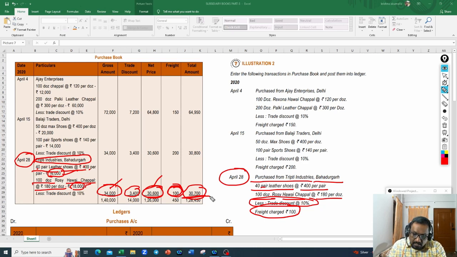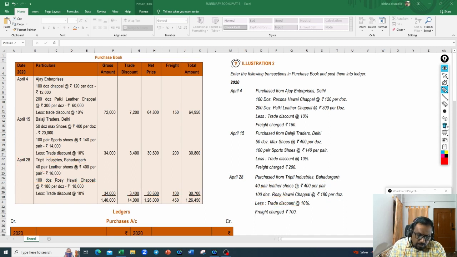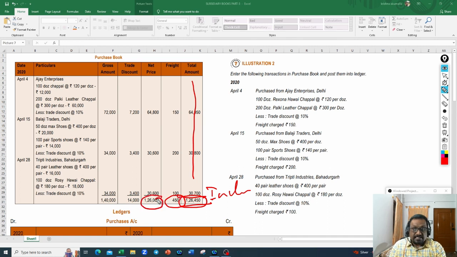Are you clear? Right. Then what we need to do? We need to total this amount, 1,26,400. This 1,26,400 is inclusive of freight. This 450 is the freight. This is only purchases, net purchases. After trade discount and before charging freight, 126,000.